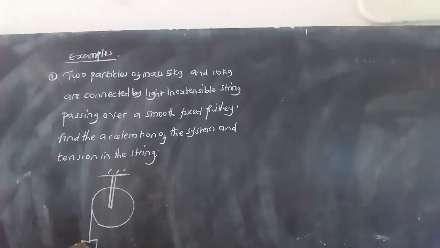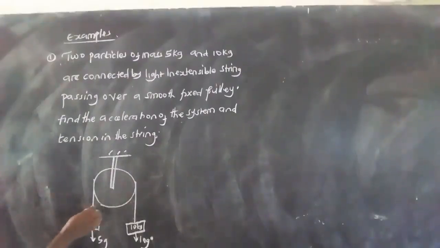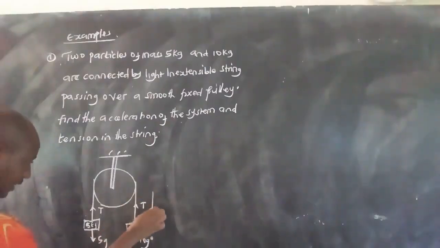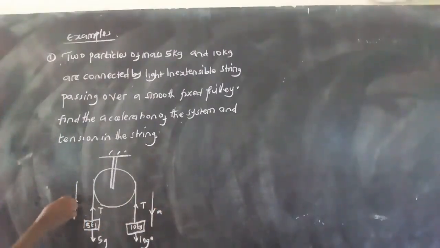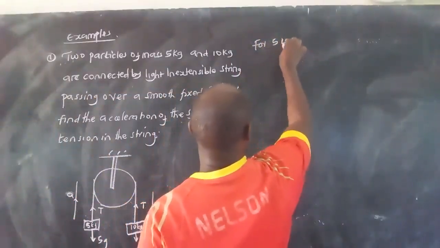This is 5 kg. This is 10 kg. So this is 10g. This is 5g. Then the tension here is T, the tension here is T. Then 10 is greater than this one, so this one is pulling downward with acceleration a, and this one's acceleration is going up, in that direction. So we shall start case 1 for 5 kilogram.